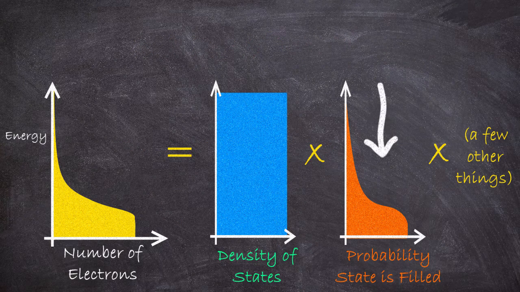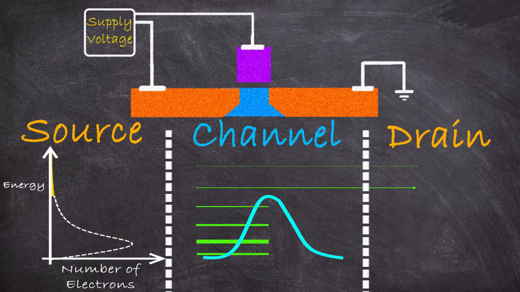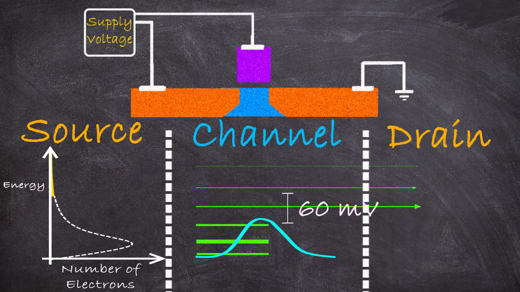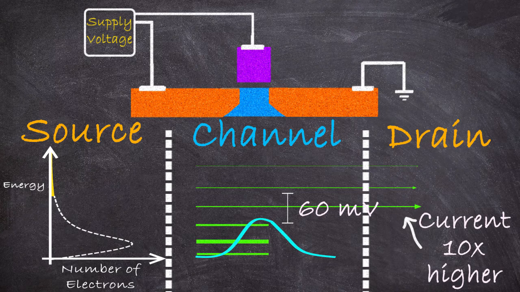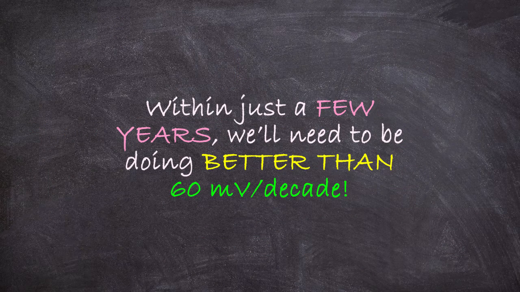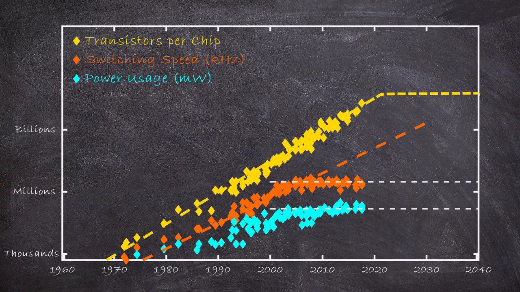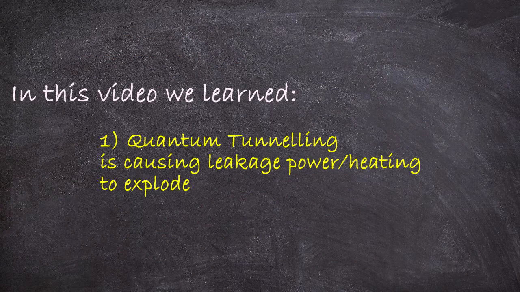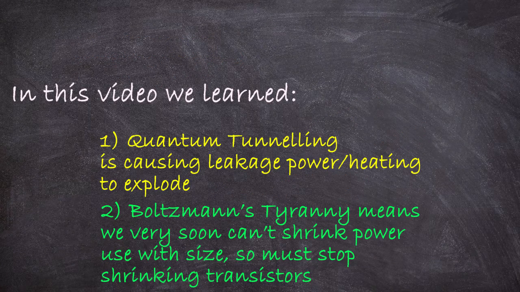Based on nothing but this Boltzmann distribution, you need to lower this barrier by 60 millivolts if you want the current flow to increase by a factor of 10. And we are literally just a few years from hitting a point where we need supply voltages to drop below this point if we want to keep power consumption constant. And when we hit this limit, it will be impossible to make transistors smaller without also increasing the heat they produce. So okay, in this video, we learned about how quantum tunneling and Boltzmann's tyranny represent an inevitable disruption of future progress in making better computers.